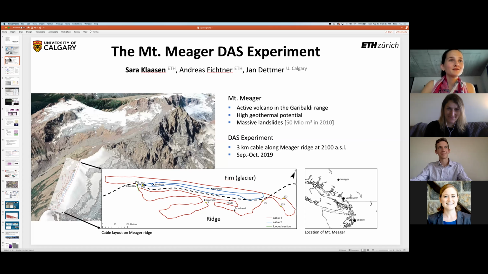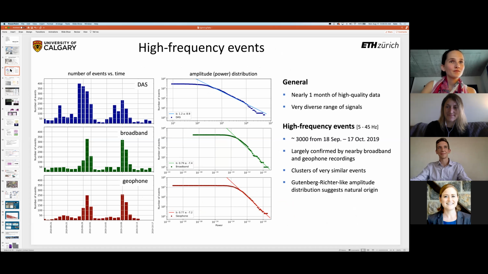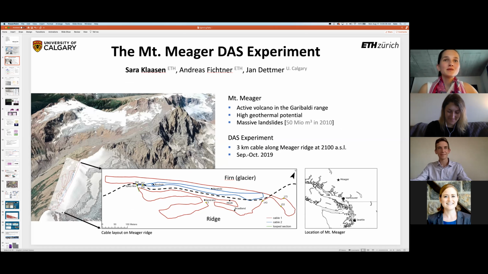Next slide then. Oh, sorry, one more. Hello everyone. We did a DAS experiment on Mount Meager, an active volcano in Canada with the highest geothermal potential, but also prone to massive landslides. That's why we installed a 3-kilometer long cable there, which goes around in loops, partly on the glacier and partly on the ridge. And this gave us 1 month of measurements at the end of summer last year.